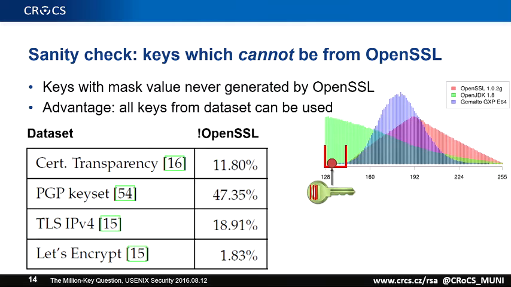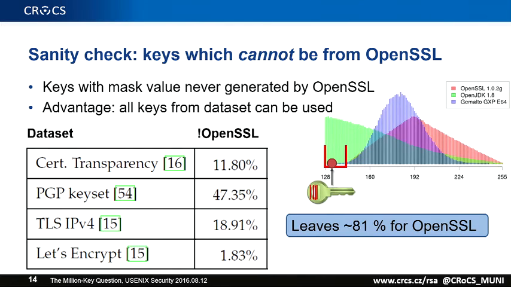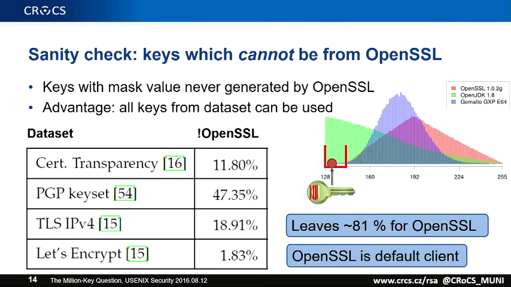So let's start with the third one, which is the TLS dataset, the ordinary internet-wide scan. About 19% can't be from OpenSSL, which leaves the rest that can be OpenSSL, and this holds with the intuition we have. Even better, the Let's Encrypt dataset is just a subset of the TLS dataset, with the certification authority being Let's Encrypt. And here, it's quite different. Only 1.8% can't be from OpenSSL. And this makes perfect sense because OpenSSL is the default client for Let's Encrypt certification.